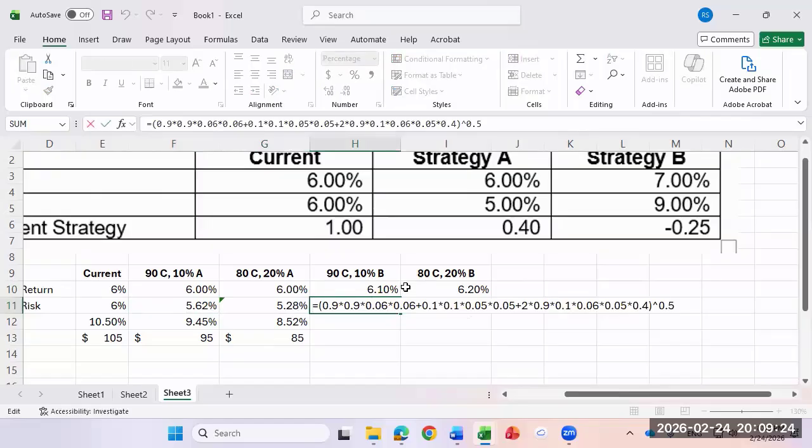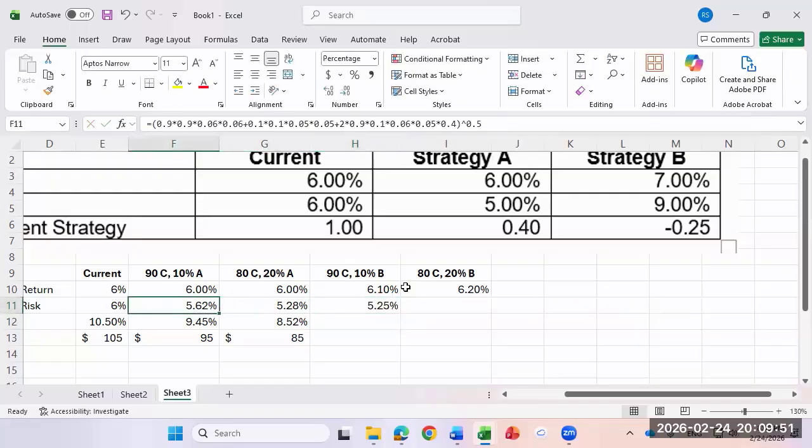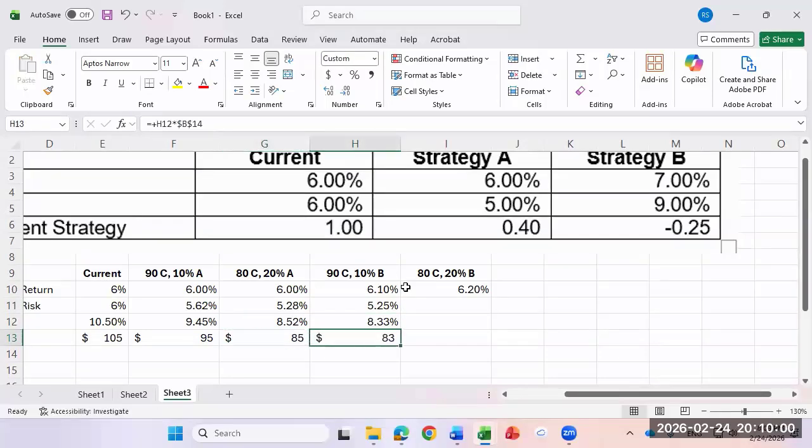So we got 90% squared times 6% squared, 10%. And here, what is the risk? A 9. That's got to hurt us. 2 times 0.9 times 0.1 times 0.06 times 0.05, times minus 0.25. What's that going to do to our risk? The risk is higher, but the correlation is negative, and lo and behold, it's lower than strategy A. And what is our VAR? Our VAR is 83.